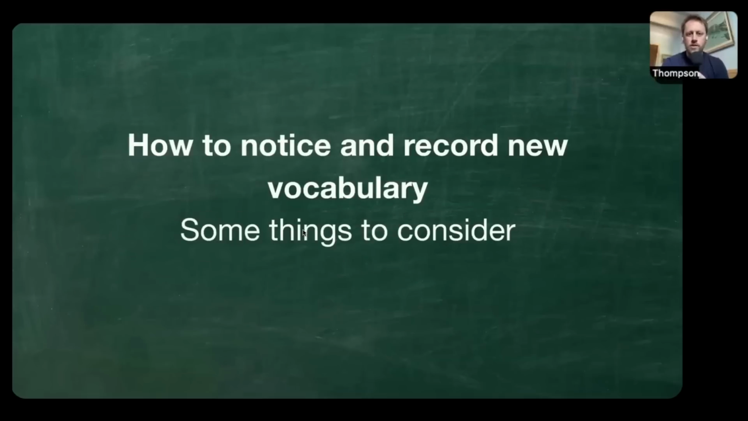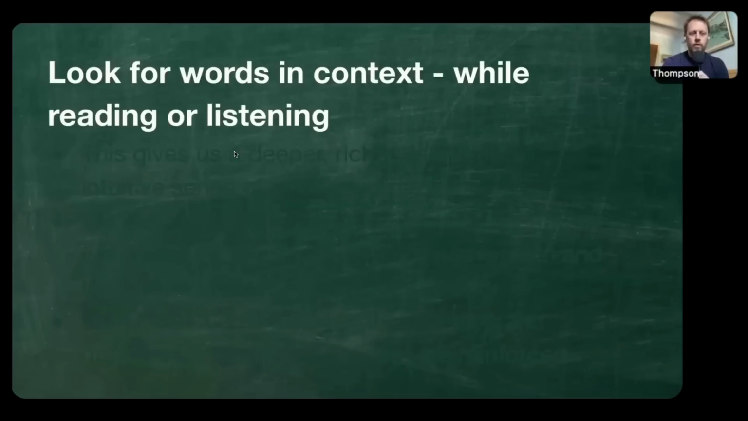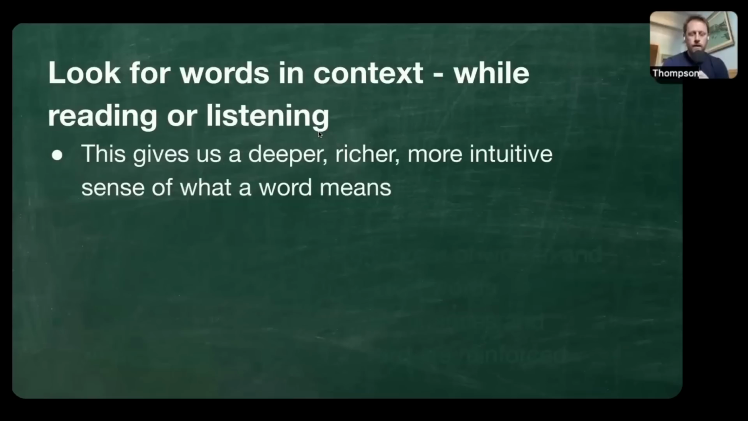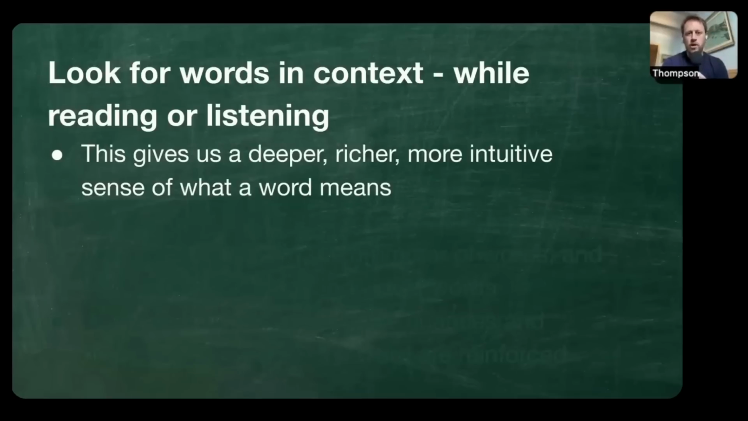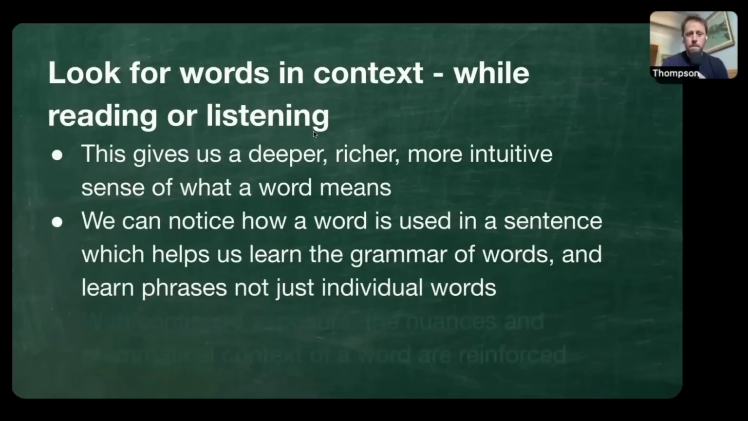So, how to notice and record new vocabulary. This is the first part. Here are some things to consider. First of all, you should look for words in context while reading or listening. So you're just reading a book, or whatever text you're reading, and from that position, that's where you find your new language. This gives us a deeper, richer, more intuitive sense of what a word means and also how it works. We can notice how a word is used in a sentence, which helps us to learn the grammar of words.